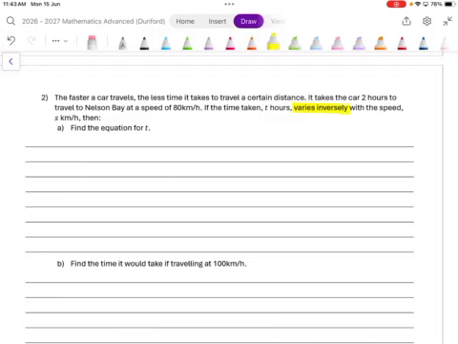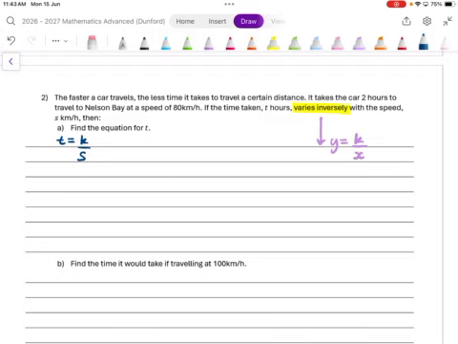So we have seen varies inversely, so that means we want to use y equals k on x. We are trying to find if the time taken t hours varies inversely with speed. So we're going to have t equals k on s. Time is written first in this question, so that's why it's the subject. And it also says find the equation for t.